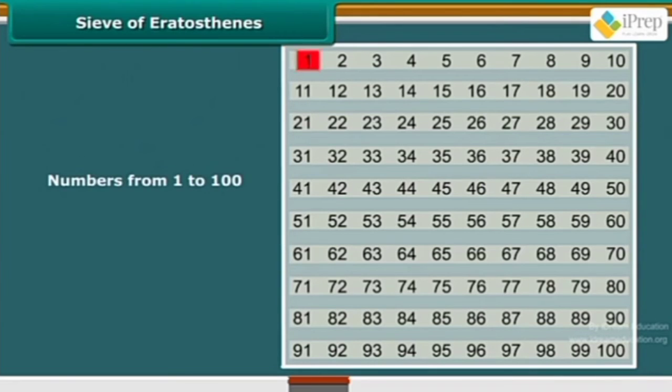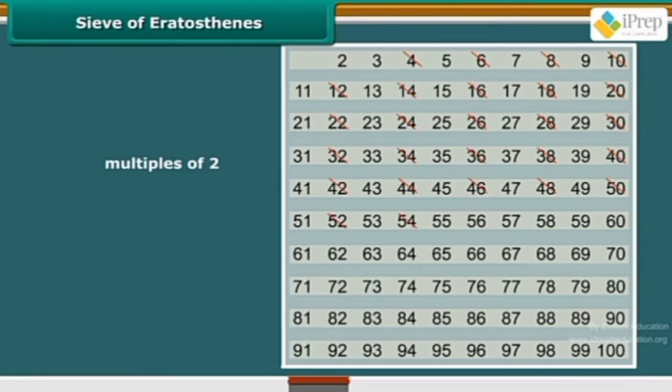List all numbers from 1 to 100. Cross out 1 as it is not a prime number. Encircle 2. Cross out all the multiples of 2 other than 2 itself. Now you will find that the next uncrossed number is 3. Encircle 3 and cross out all the multiples of 3 other than 3 itself. The next uncrossed number is 5.